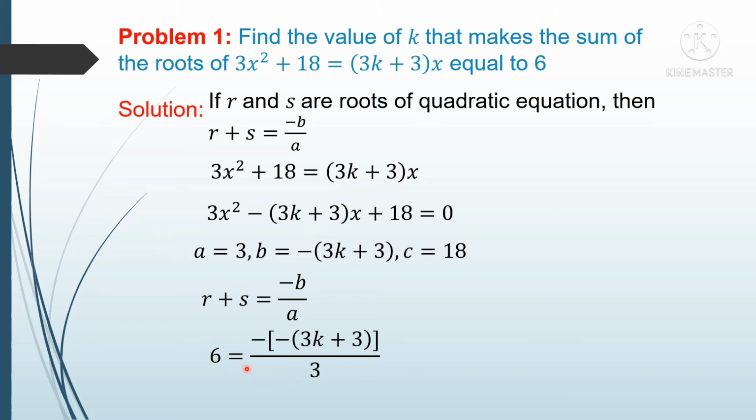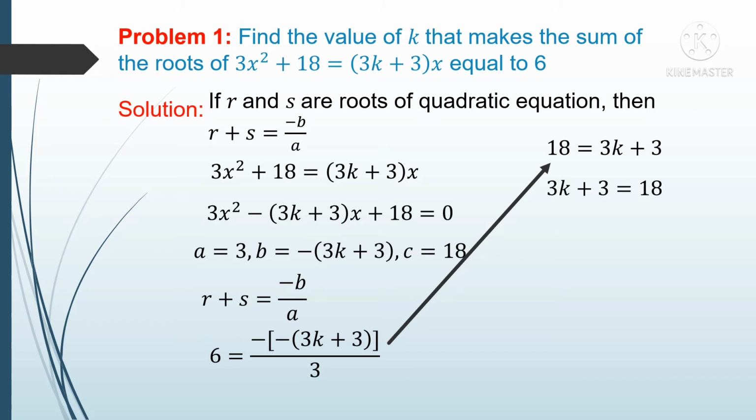Then we'll solve this equation first by eliminating this denominator 3. So we simply multiply this positive 3 to 6. So we have now 18 equals, it becomes 3k plus 3 because we have negative times negative becomes positive. So we simply copy this one here. Then we can also write that as 3k plus 3 equals 18. So they are exactly the same. Pinagpalit lang natin yung dalawang quantity.